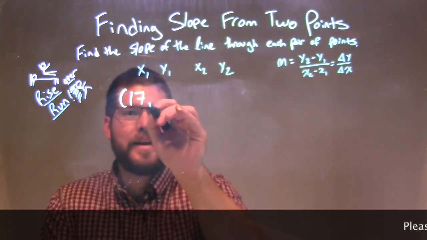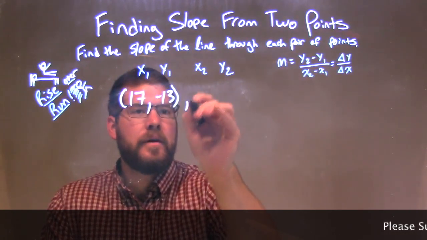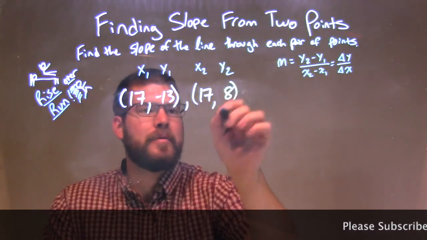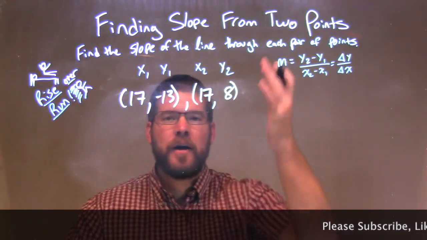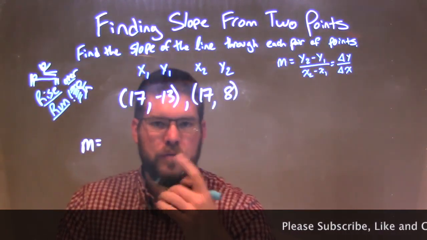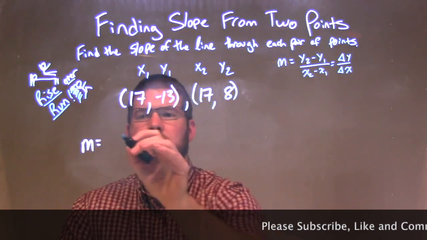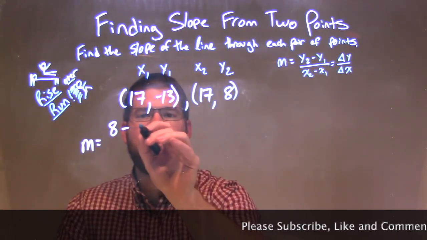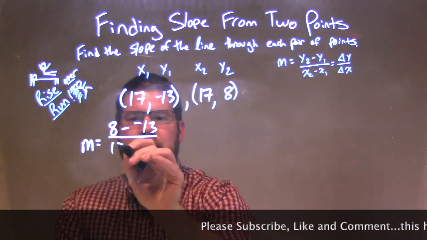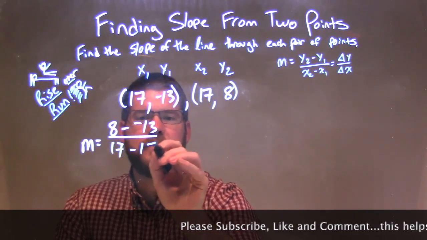17, comma, negative 13, and 17, comma, 8. So we have 2 points there. And so I need to follow my slope formula. So my slope here, my y2 minus y1 over x2 minus x1, y2 being 8, minus y1, which is negative 13, over x2, 17, minus x1, 17.